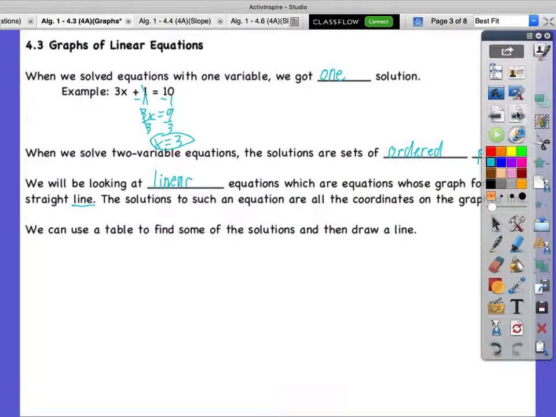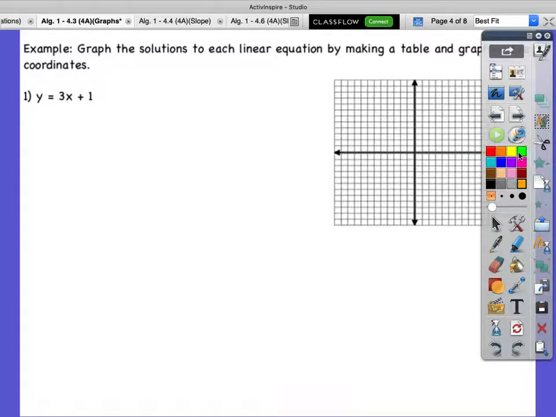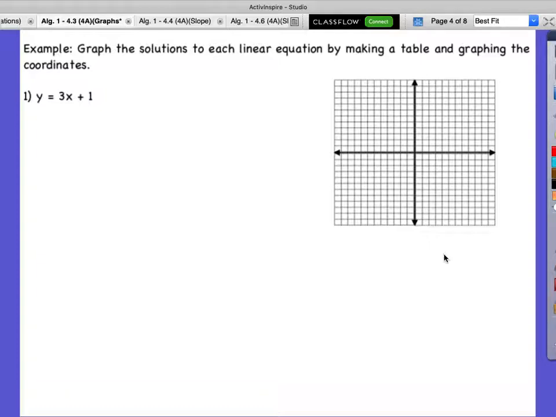Alright, so then going to the next part here, we see a graph. It says graph the solutions to each linear equation by making a table and graphing the coordinates. So we have this equation, y equals 3x plus 1. We also know that we call it f of x is equal to 3x plus 1, right? We learned that last class. We could call it f of x instead of y. We'll keep it as y for now.